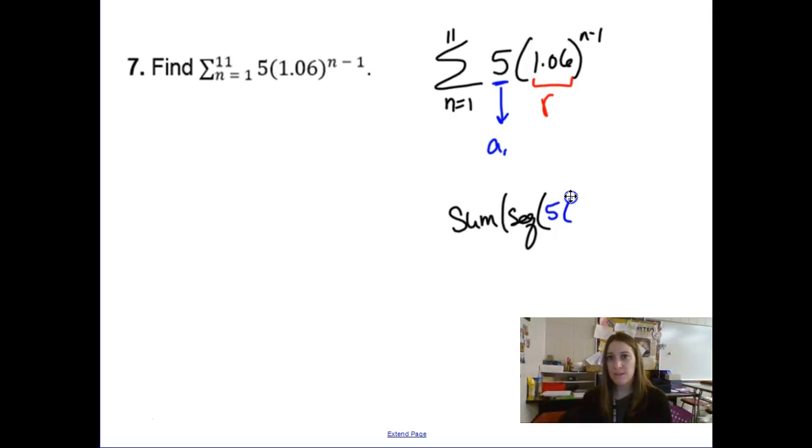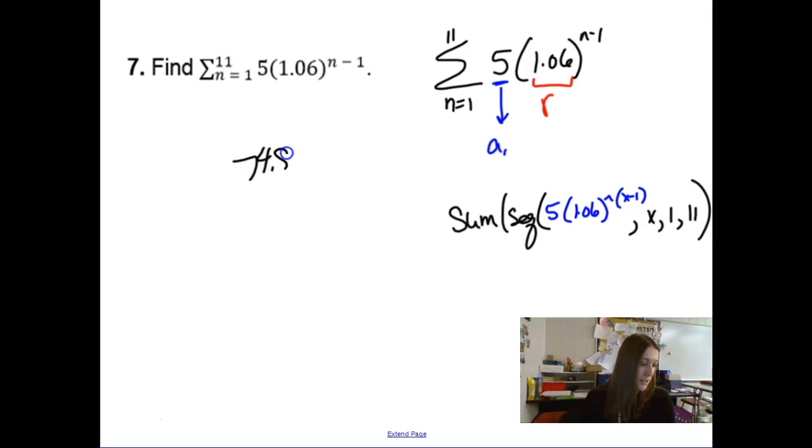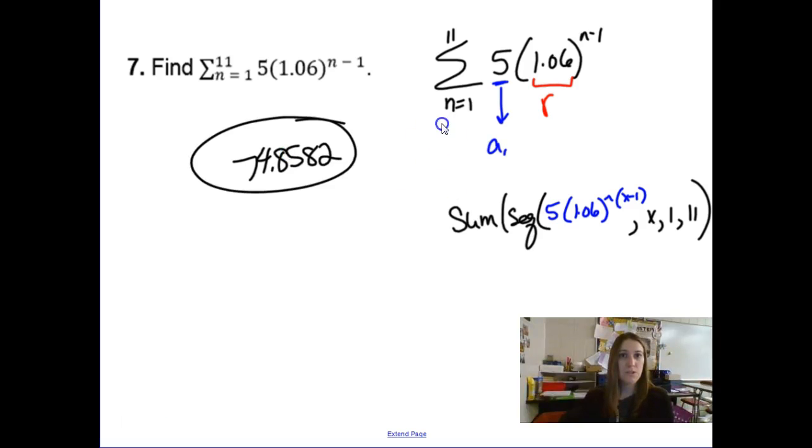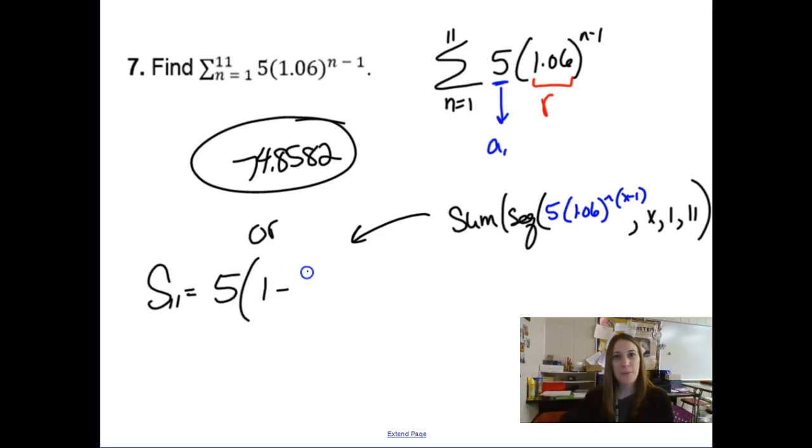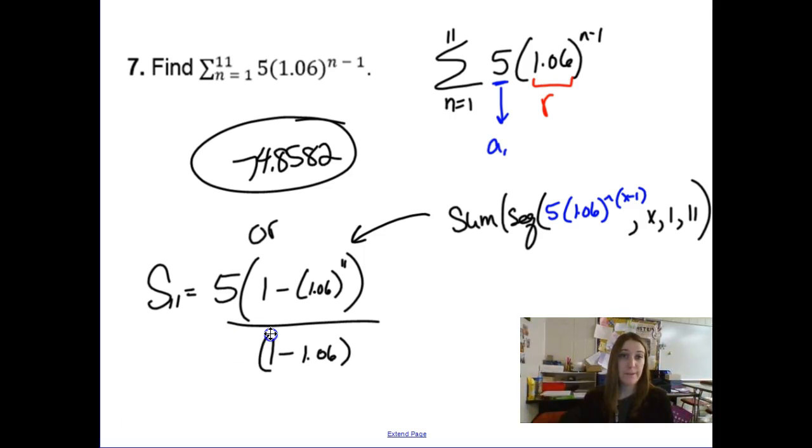It's 5 parentheses 1.06 caret to the whatever you're using, x minus 1 power if you're in that mode, and then comma x comma 1 comma 11. Remember, if you're using a newer calculator, you don't have to remember that order at all. You just paste it. So either way, the summation of the first 11 terms comes out to 74.8582. So if you didn't like using the sum of the sequence, you could have gone through and done this. The sum of the 11 terms is 5, parentheses, 1 minus 1.06 to the 11th power, divided by 1 minus 1.06 in a set of parentheses. Still would have given you the same answer, so up to you.